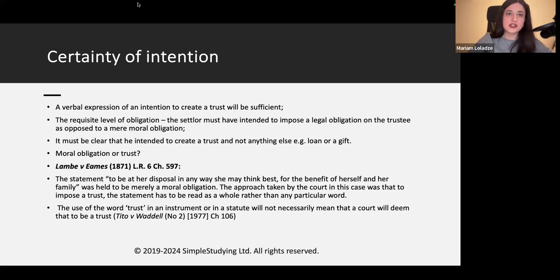And the word trust itself doesn't need to be used for the trust to be successfully created. This statement was made in the case of Paul v Constance. This is the case where it was established that the word trust does not need to be said expressly for the trust to be made.